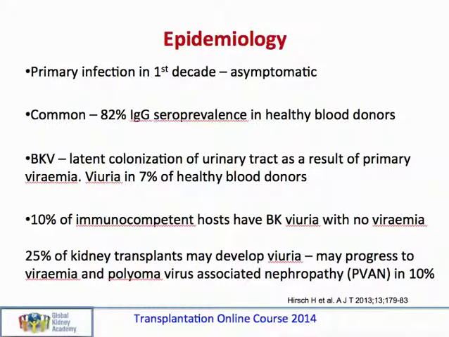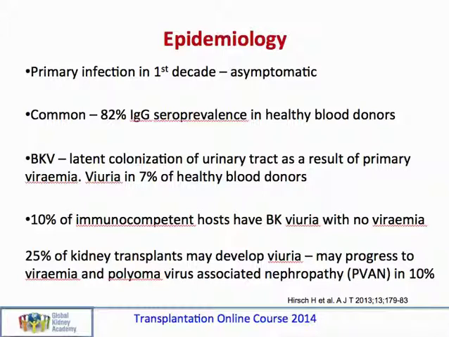So a little bit about the virus itself. It often causes primary infection in the first decade of life, and it's usually asymptomatic. It's common, so roughly 82% of people have IgG seroprevalence if you screen a bank of healthy blood donors. And basically what happens is that the virus latently colonizes the urinary tract as a result of the primary viremia. And in fact, if you look at healthy blood donors, again, 7% of those will have viruria.